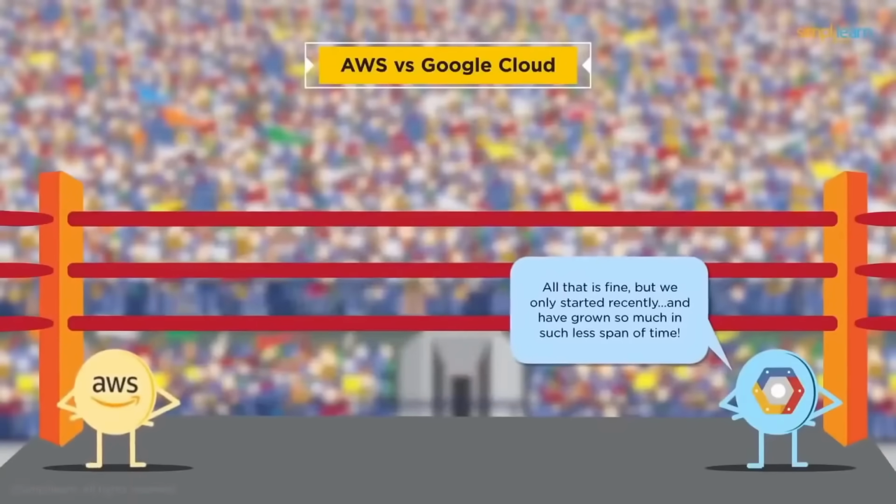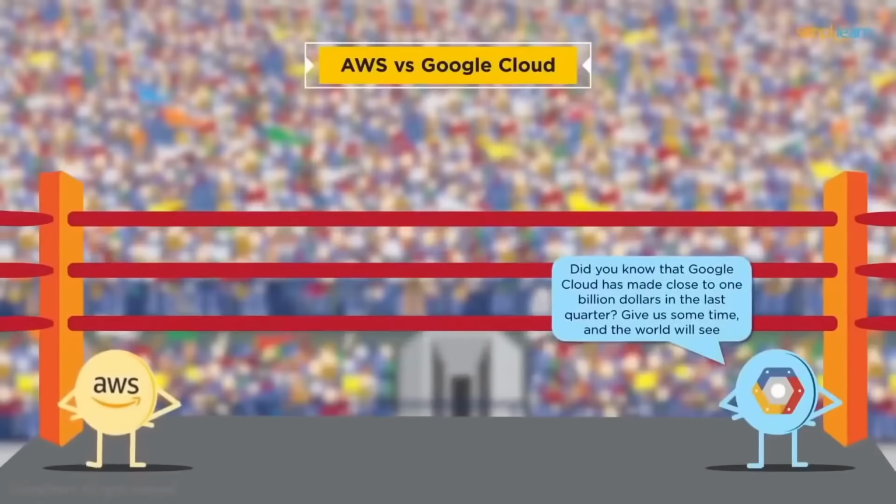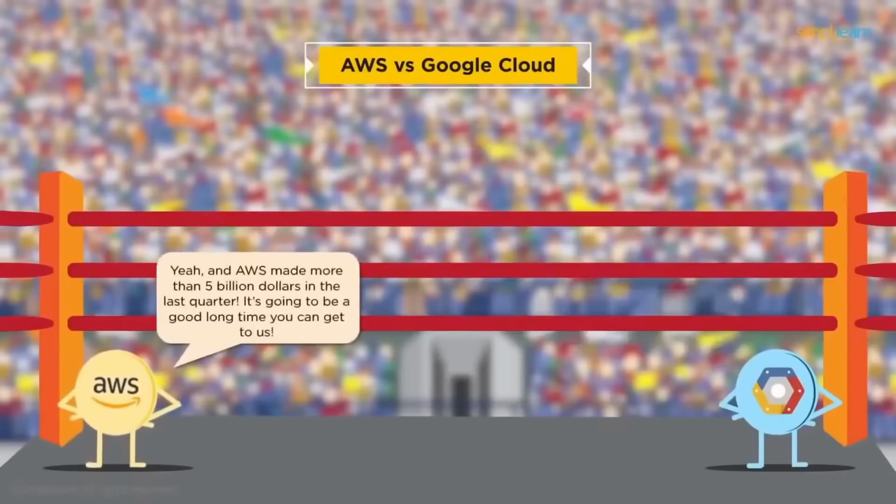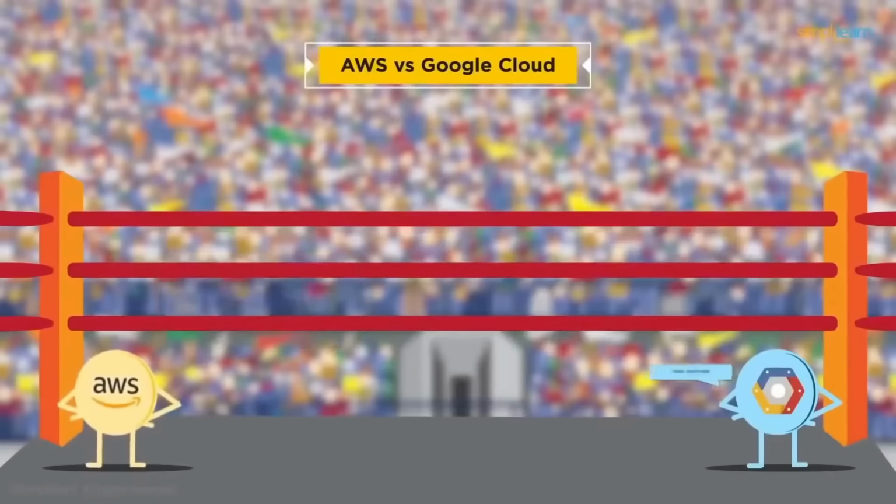Wait. All that is fine, but we only started a few years back and have already grown so much in such a less span of time. Haven't you heard the latest news? Our revenue is already $1 billion per quarter. Wait for a few more years and the world shall see. And AWS makes $5.3 billion per quarter. It's going to take a good long time before you can even get close to us. Yes, we'll see.